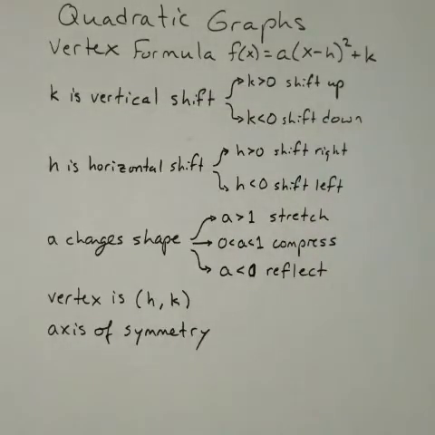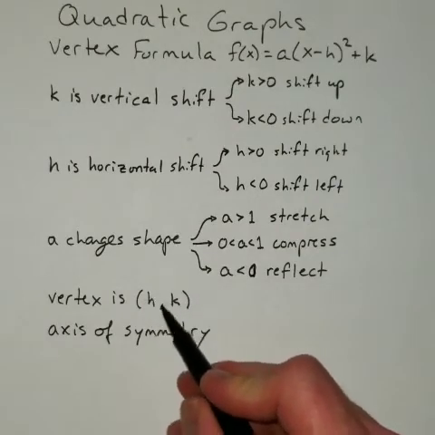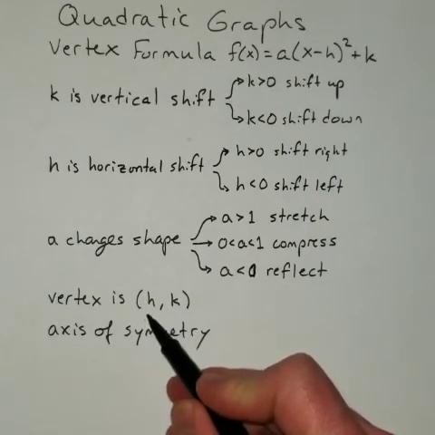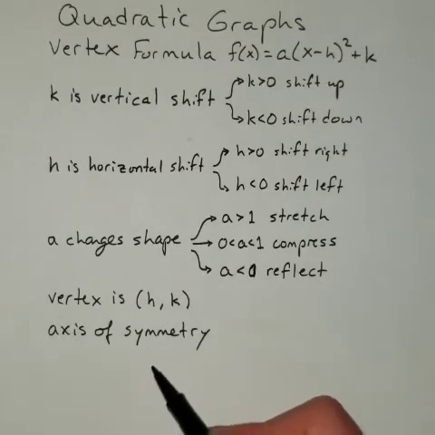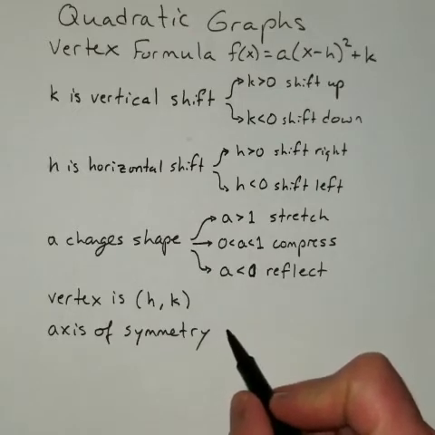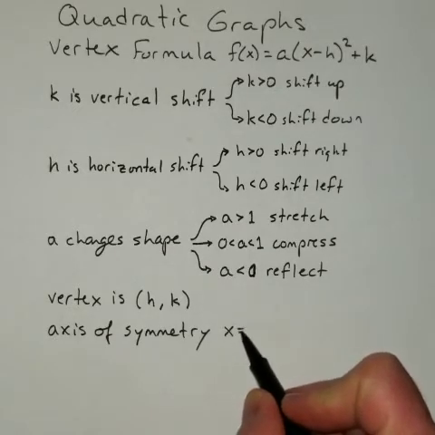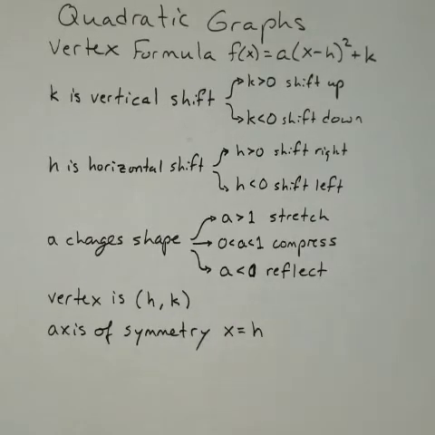Alright, so the axis of symmetry is always going to match up with the x value of the vertex, which is h, and it's always going to be an equation, because all vertical lines have an equation. With a vertical line, it's x equals a number, and in this case it's going to be the h value. Okay.